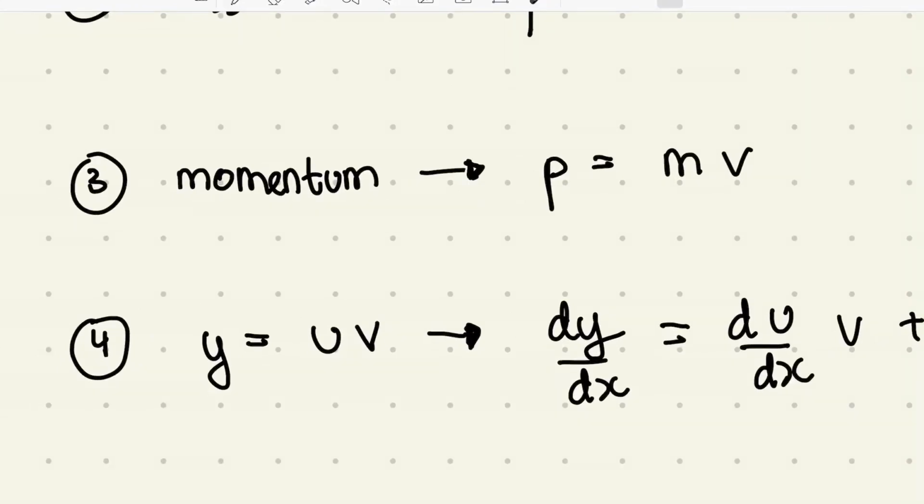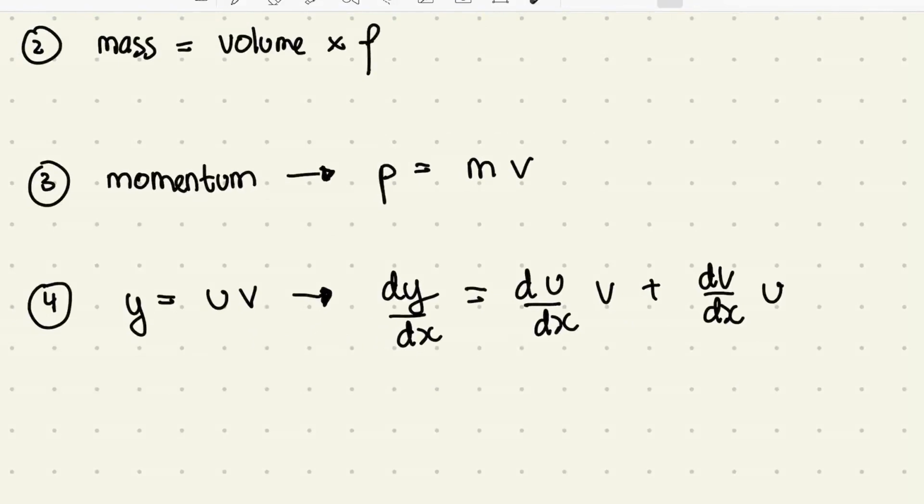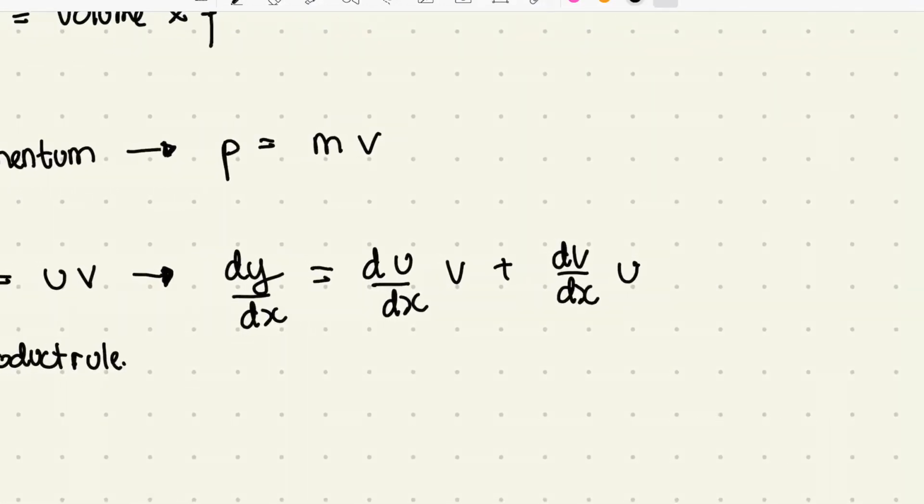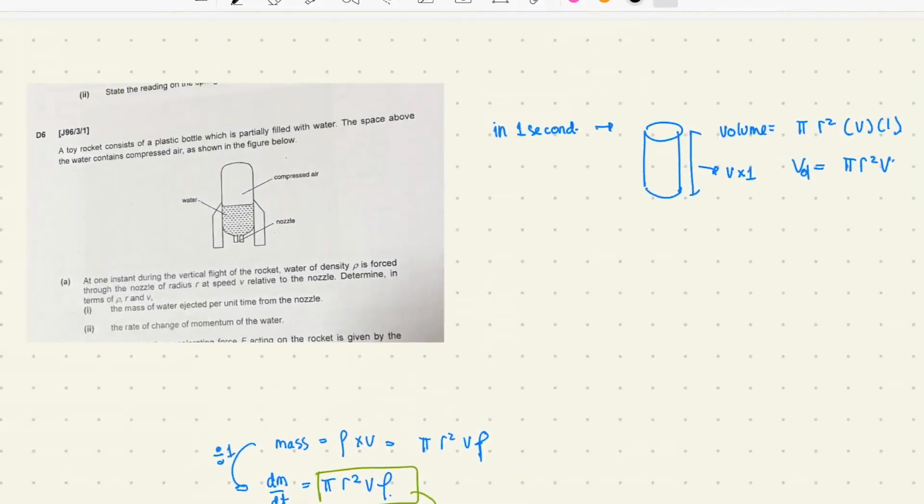Sec 4 physics. Momentum, the symbol of momentum is P, and the formula is mass times velocity. And number 4, we need to use a little bit of differentiation. I think this one I remember, this is called the product rule, right? y equals u times v, then dy/dx equals du/dx times v plus dv/dx times u. We need to use that later.